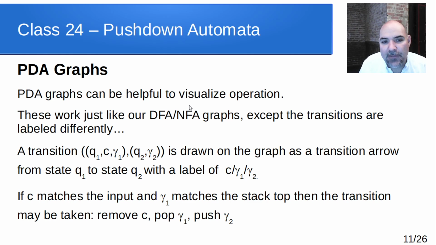To make a PDA graph, the idea is they're going to work just like a DFA or NFA graph, where states are going to be circles. We're going to have transitions or arrows between those.